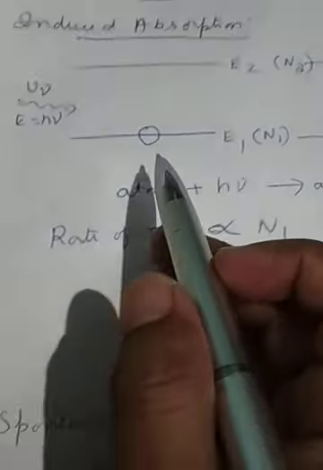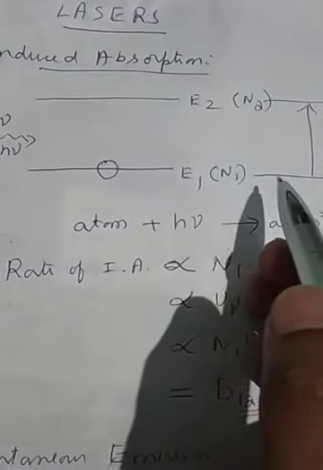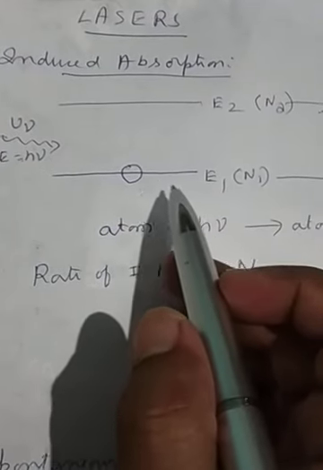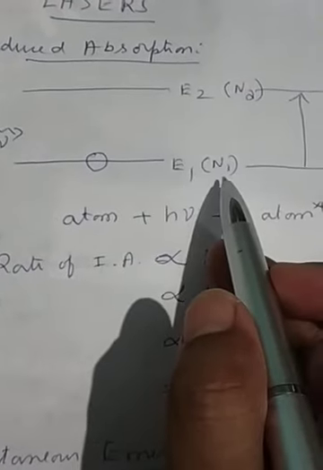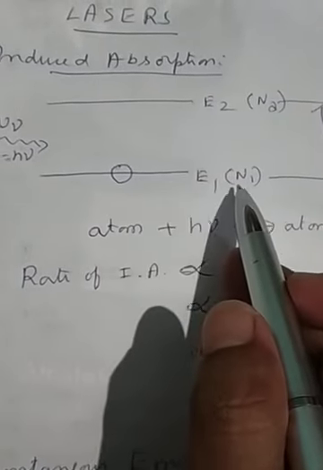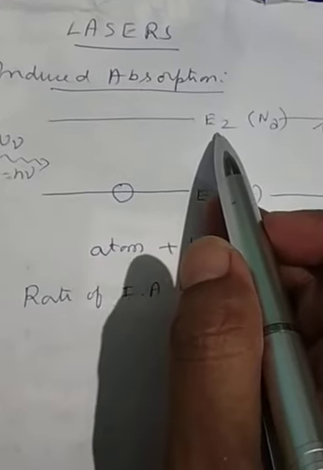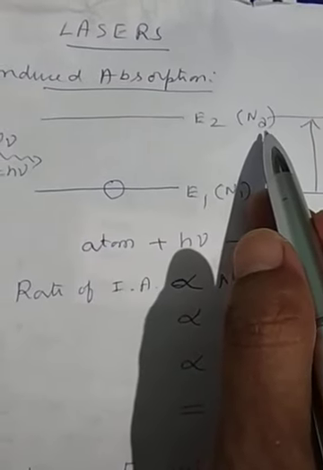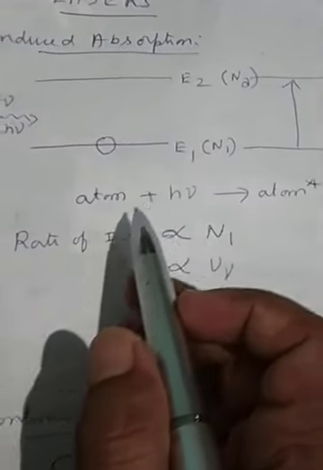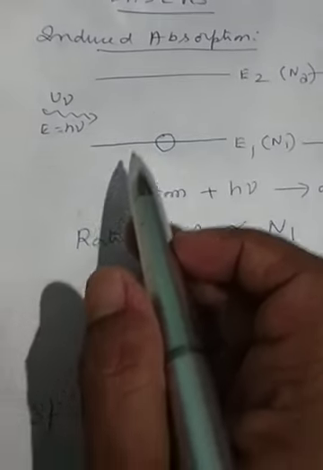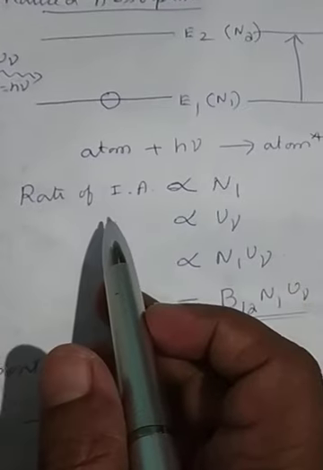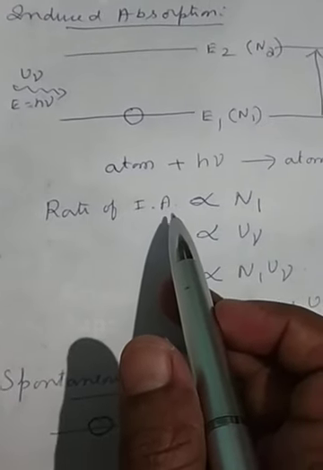Now let me take the mathematical part behind this. Let N1 be the number of atoms in the whole material in the ground level E1 per unit volume. Similarly, in the energy level E2, let N2 be the number of atoms per unit volume. Then I will talk about how many induced absorptions will take place in the material per second per unit volume. That I call the rate of induced absorption.